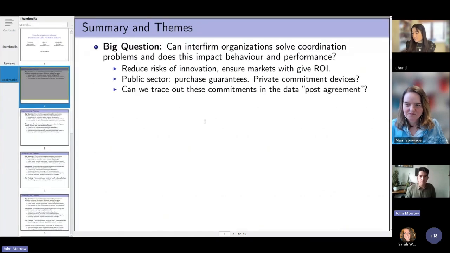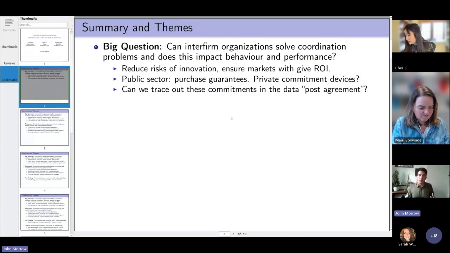Okay, so what's the big question really? It's kind of saying, can interfirm organizations solve coordination problems, and does this impact their behavior and performance? So if you saw the US presidential inauguration, very noticeably, there were a bunch of what are known as tech bros sitting there in Congress instead of some other people that are usually there. And clearly these people have embedded themselves with each other, and also in an organization, in this case, a political organization, to gain some market advantages, make some important connections and things like that.